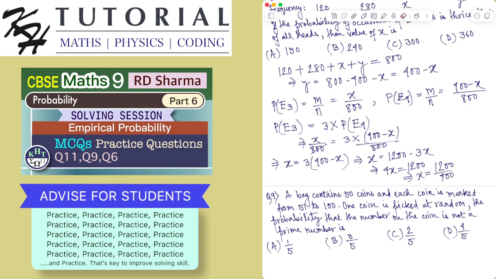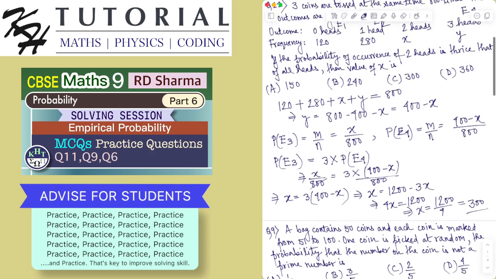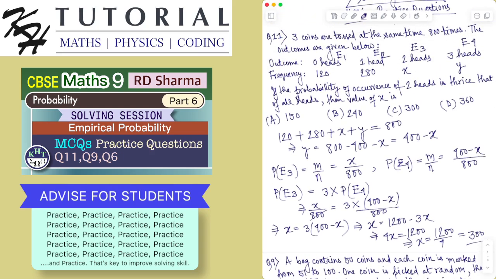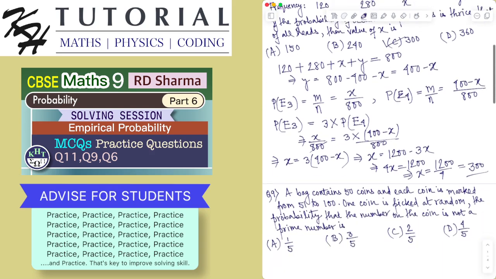Sorry, not 400 but 4, which is equal to 300. So the value of x is 300. So the correct choice is C. Let's see the next problem.